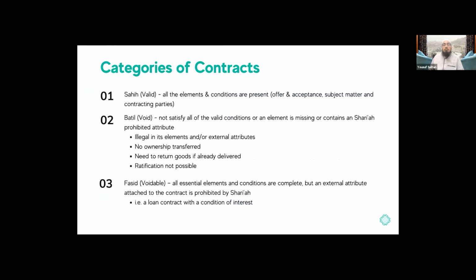And batil, or void, is when they don't comply with the basic elements or core components of the contract, or something is missing, or maybe it contains an attribute prohibited by Sharia.